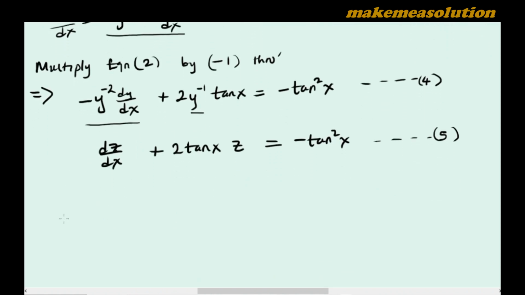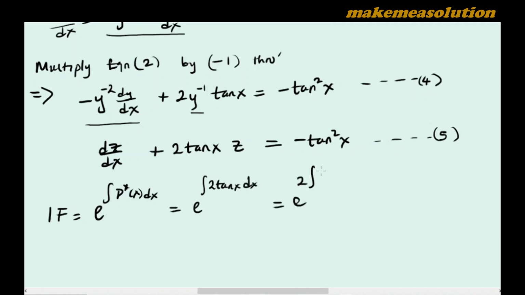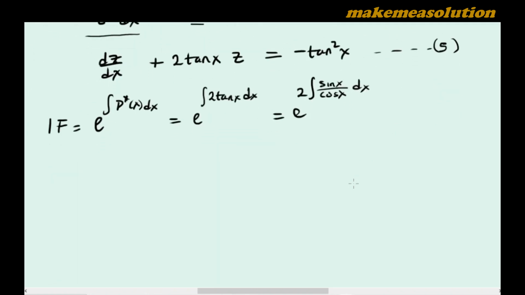To solve it, of course, our integrating factor will be exponential of the integral of the modified p of x dx, and the modified p of x this time around is 2 tan x dx, which gives me exponential of 2 times the integral of sine x over cos x dx. So in solving, the integrating factor is equal to exponential.